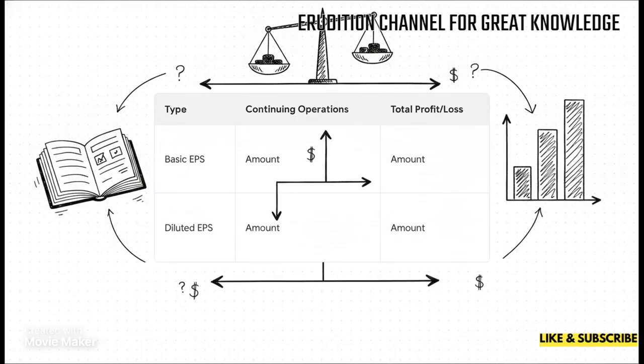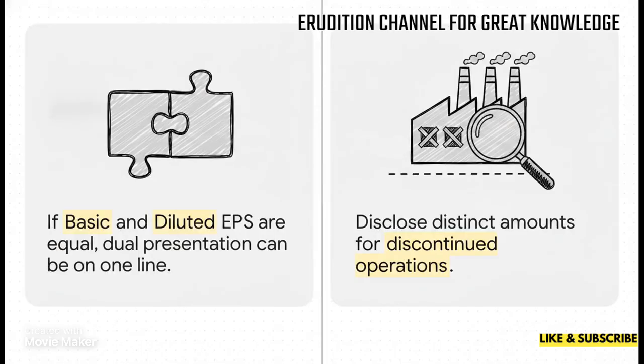No hiding. Now, there is a tiny exception for simplicity. If basic and diluted EPS happen to be exactly equal, sure, they can share a single line in the statement. But if a company has a discontinued operation, they must distinctly disclose the basic and diluted amounts per share for that specific operation. They can do this right on the main statement of profit and loss or spell it out clearly deep in the notes.